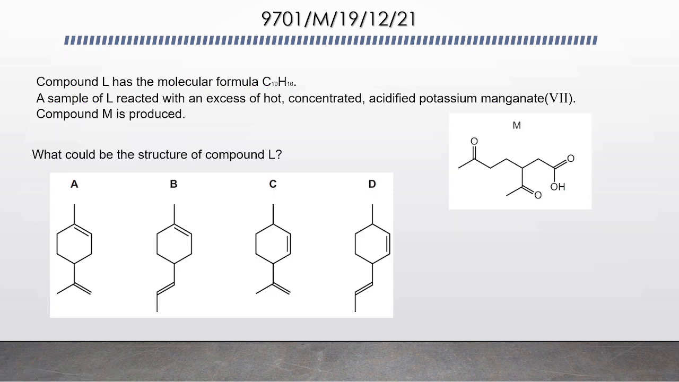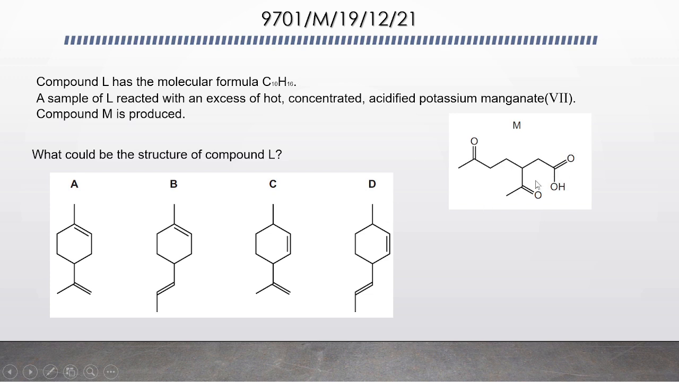Another question. This is the last question of today's video and the most important one. You can see we have a compound L with the formula C10H16 and reacted with hot concentrated acidified potassium manganate, compound M is formed. If you see closely, in M there are 2 ketones and 1 carboxylic acid.